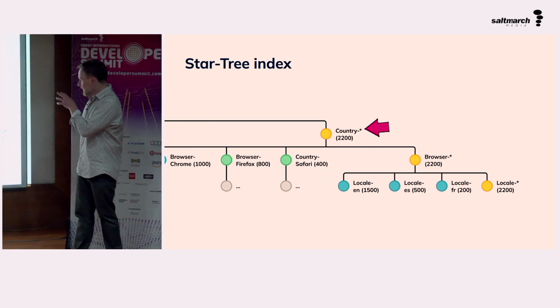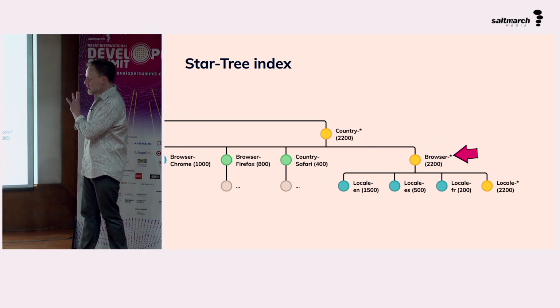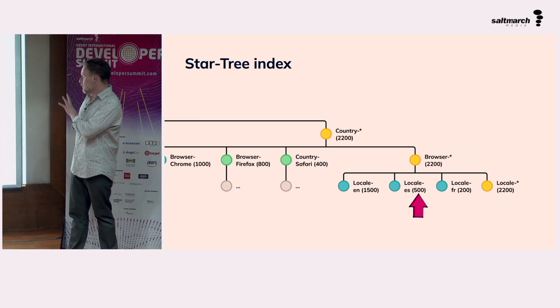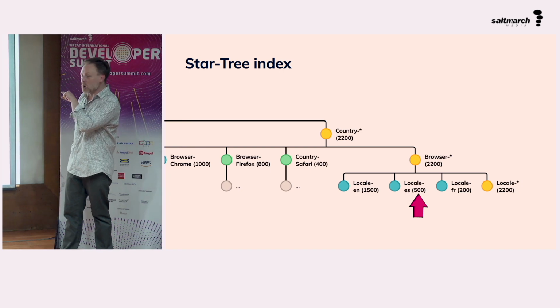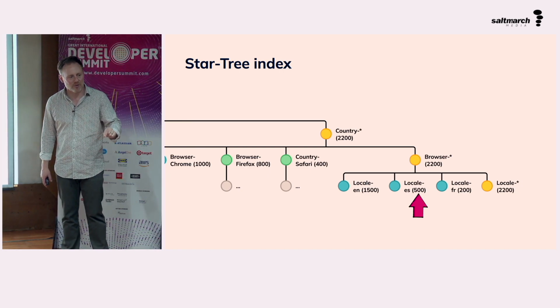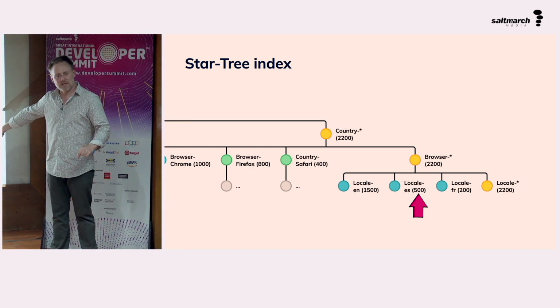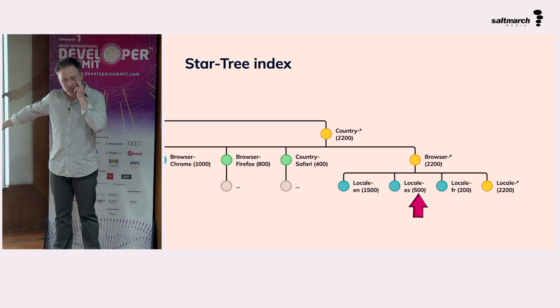Or we could say country's not there, browser's not there, but see, Spanish was there. Just got ahead of myself. If only locale equals Spanish was in the where clause, doop, doop, doop, right there. We do that traversal in the tree, and we have our result.